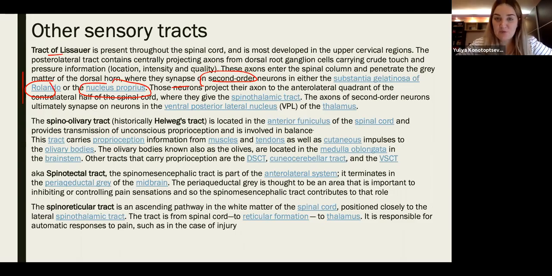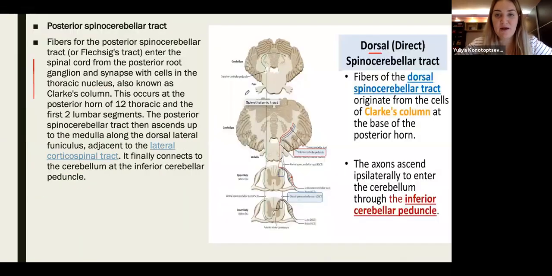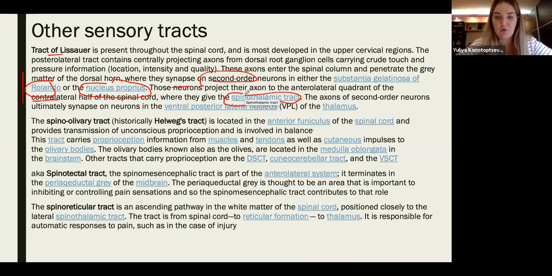Once they have synapsed with those, you're going to see that they cross. They go to the contralateral side, creating the spinothalamic tract. So you remember the spinothalamic tract? Where does it originate from? From the tract of Lissauer. So the tract of Lissauer comes into the dorsal horn, crosses to the other side, creating the spinothalamic tract.